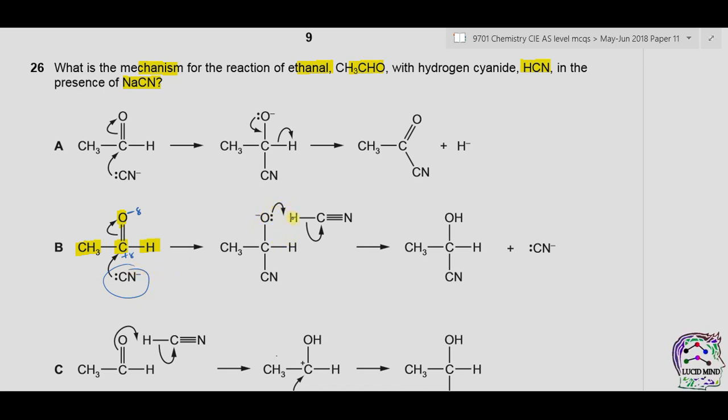And now oxygen will attack this hydrogen in HCN, and electrons will move towards CN to form cyanide ion, and hydrogen is attached with oxygen. Now in the product we can see that HCN has been added across the carbonyl carbon, and also we can see that cyanide ion behaves as a catalyst, as it is present in the reactant and the product. So this is the correct mechanism for this chemical reaction. The answer is therefore B.